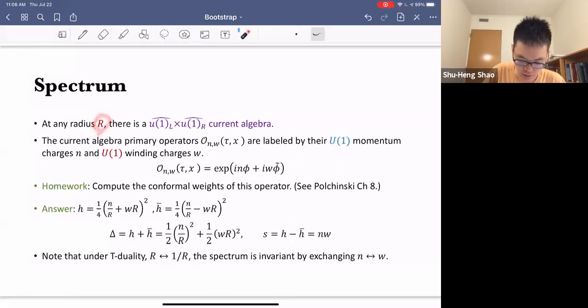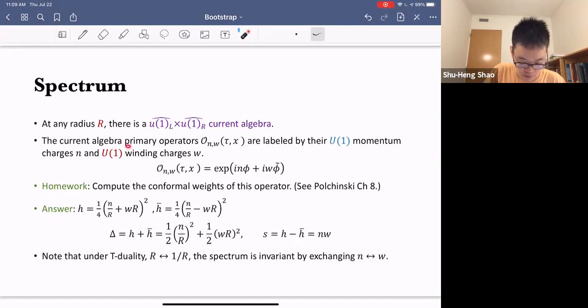So at any radius R, there's a lowercase u(1) times u(1) Kac-Moody current algebra. I use lowercase because Kac-Moody algebra is generally defined with respect to a Lie algebra rather than a group. And more importantly, as we will see later on, if you pick a generic radius, there's generally no left-moving capital U(1). We will come back to this point later. But since I'm just talking about the local operator spectrum, we can still organize them using the left-moving lowercase u(1) Kac-Moody and the lowercase u(1) right-moving Kac-Moody current algebra.